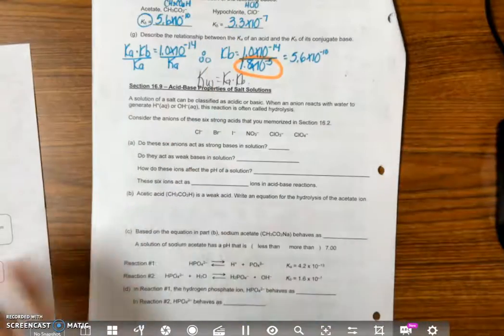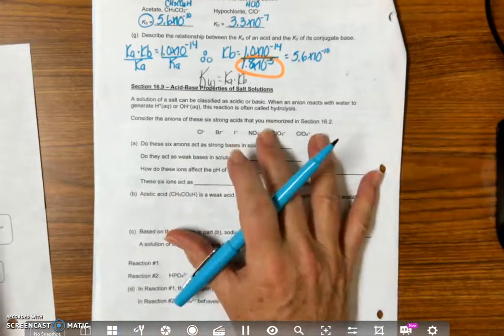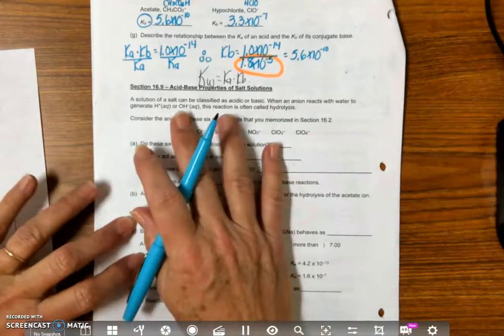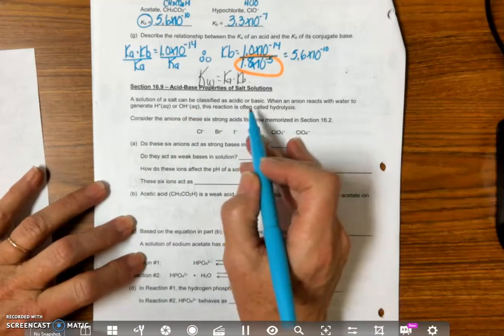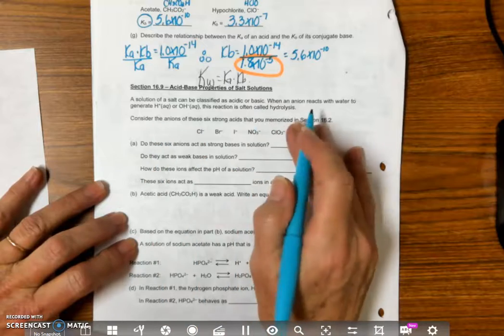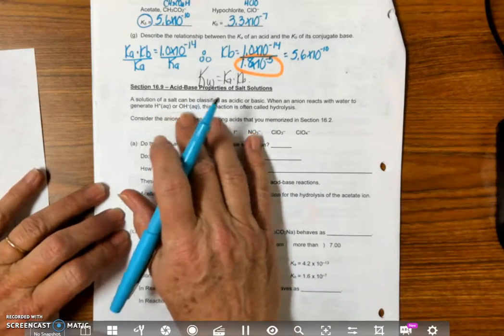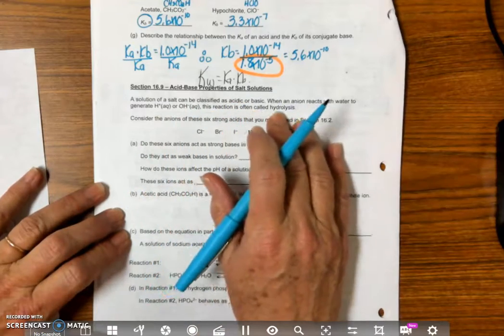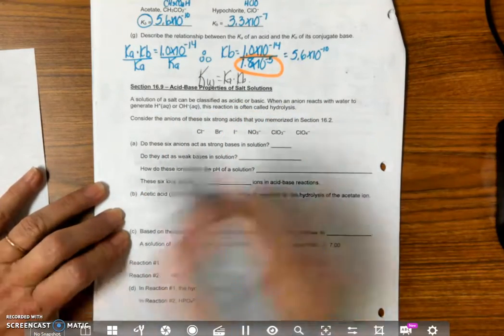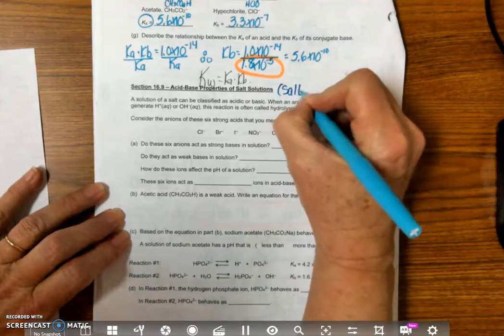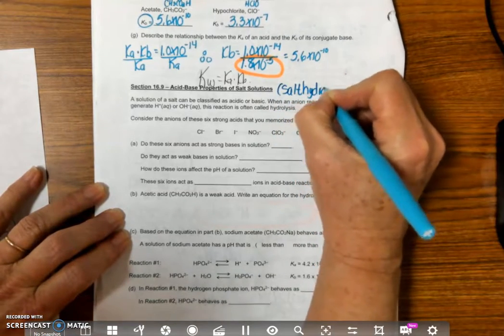Now, when we first started off, we talked about the strongs. A solution of salt can be classified as acidic or basic. When an anion reacts with water to generate either a proton or hydroxide, this reaction is called hydrolysis. So sometimes this will be referred to as salt hydrolysis.